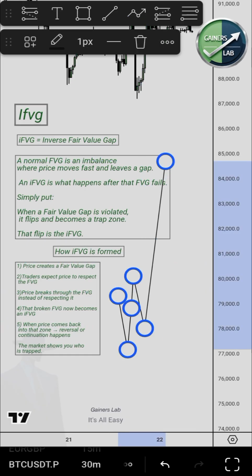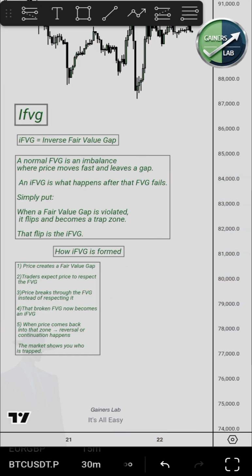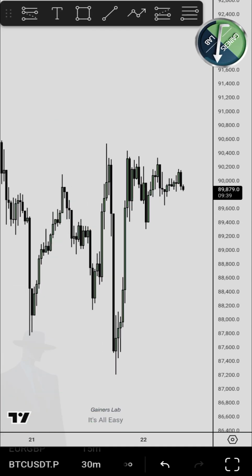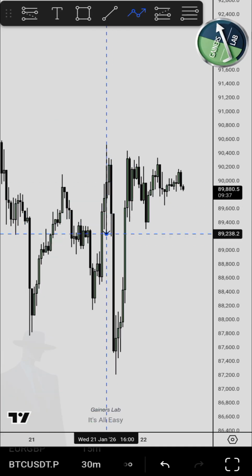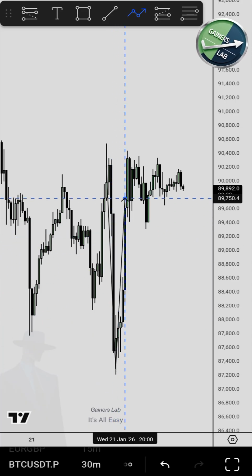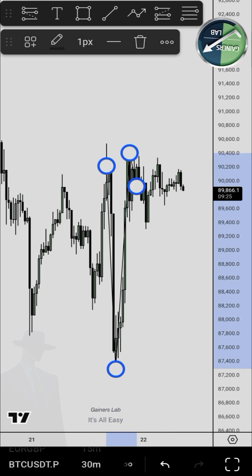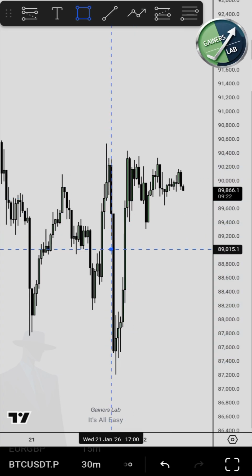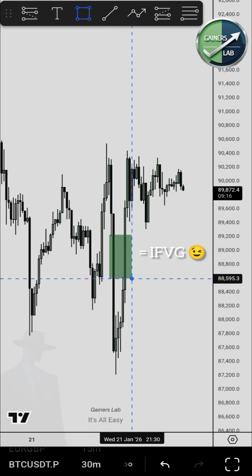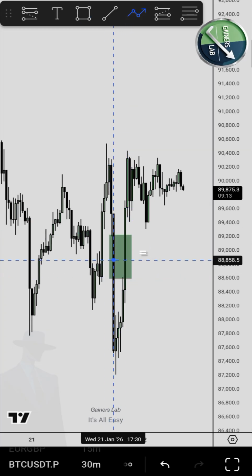Now I'm going to show you an example on the chart. This structure right here, you can see, is a big C structure. What you can clearly see here is a drop and a fair value gap happening to the downside. Now, instead of the market just respecting the FVG, it broke through. So now we have two FVGs together. You can see a fair value gap here, a fair value gap here. This was the previous. This is the recent.